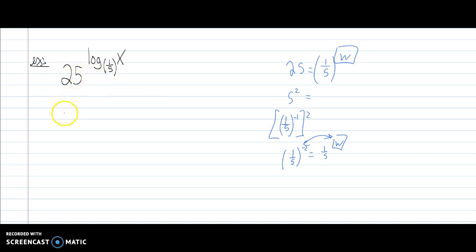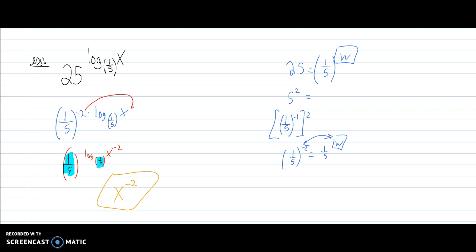So I'll go back over here again. This is 1/5 to the negative 2 log base 1/5 of x. Now this negative 2 was from the 1/5, but since it's out in front of this log now, using those properties of logs, I know that it's going to become this exponent. So this would be 1/5 to the log base 1/5 of x to the negative 2. I notice now that this base of 1/5 and this base of 1/5 are the same, so they are inverse operations, and I can say that this answer is x to the negative 2.